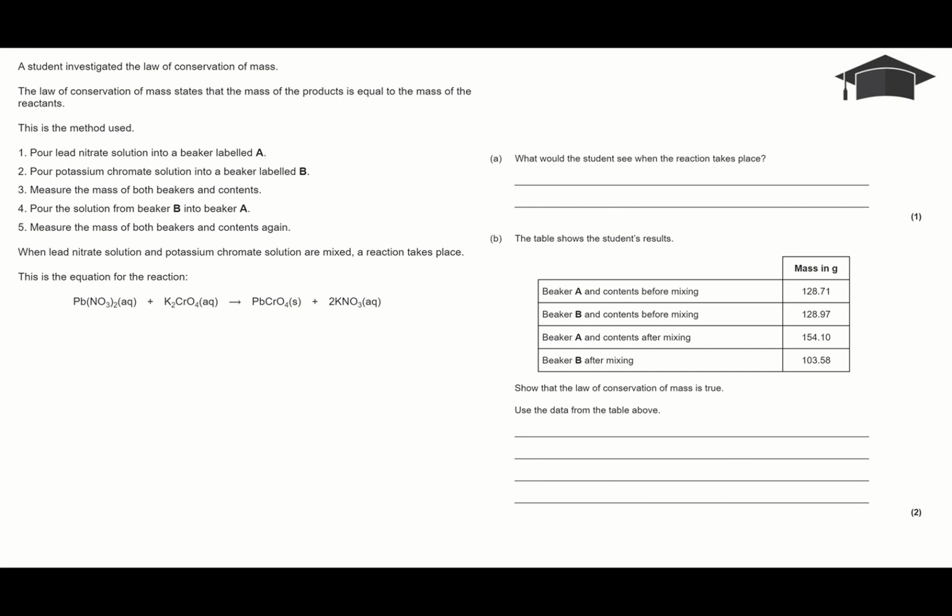When lead nitrate solution and potassium chromate solution are mixed, the reaction below takes place. So there you have your lead nitrate reactant. Okay, I'll draw a line there. There's your other reactant, which is potassium chromate, and here are our products: lead chromate and potassium nitrate. Again, chemical reactions occurred and there's been a rearrangement, but all should be equal on both sides, and we can check that in a second. But let's look at the question.